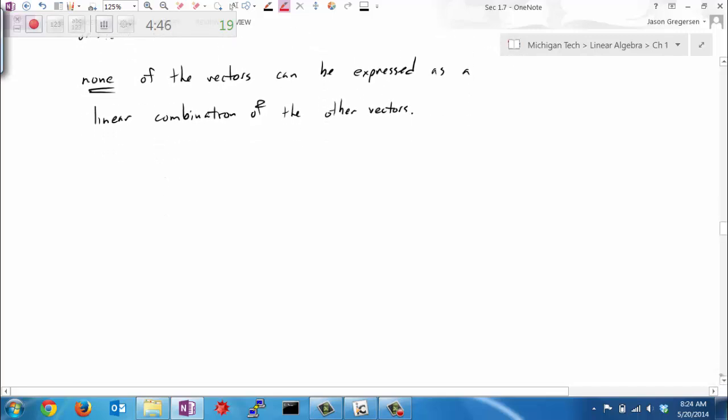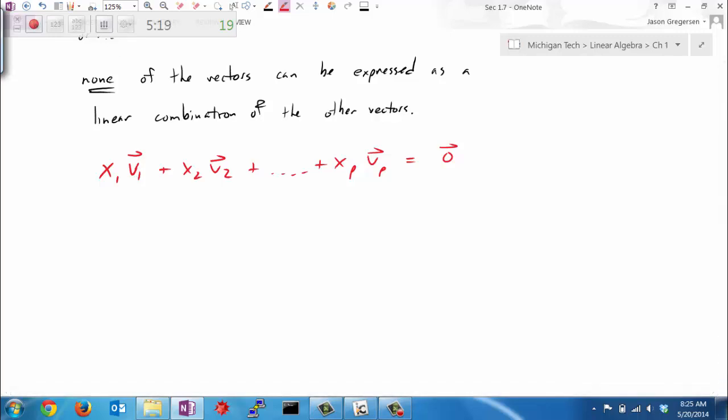So let's see why that kind of makes sense here. Let's take the opposite case: let's assume it was dependent. So we have our vectors. So here's x1 v1 plus x2 v2 plus ... plus xp vp equal to the 0 vector, and all the v's are vectors here. Now, if this is linearly independent, then for this to be true, x1 has to be 0, x2, all of them have to be 0.